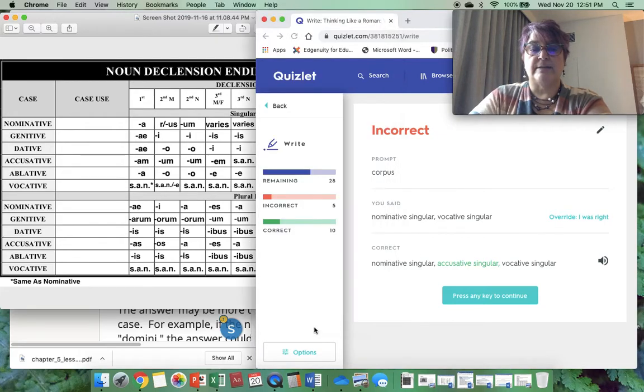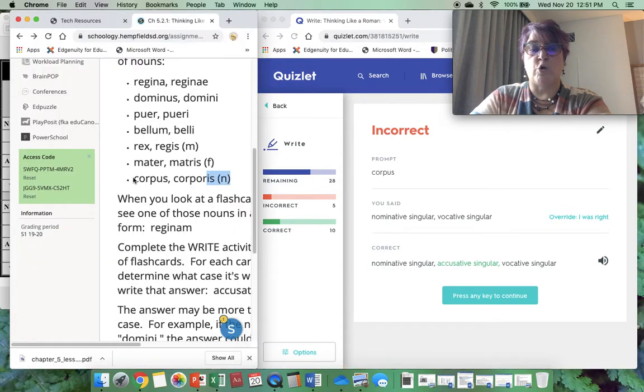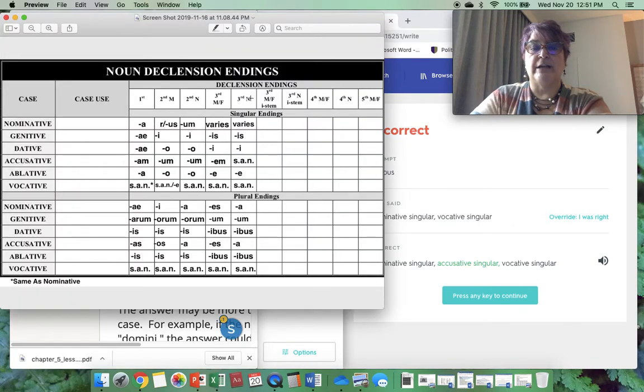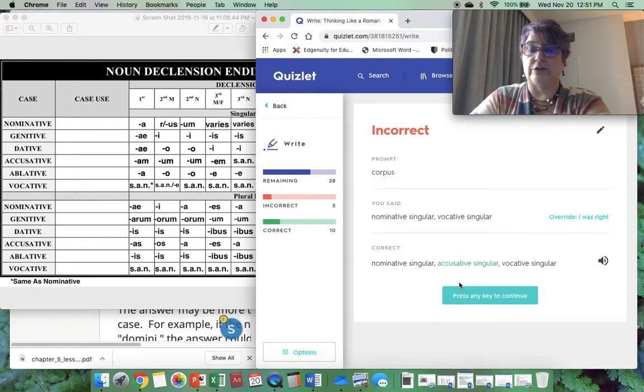I also notice when I look at the vocabulary list that corpus is the nominative singular, which means it will be the vocative singular. But when I look at the third declension neuter column, I notice that the accusative singular says same as the nominative, and that's why I needed to add accusative singular to my answer. It is important that before you use the chart, you know which column to look at, and that means you have to know what declension and gender the noun is from.